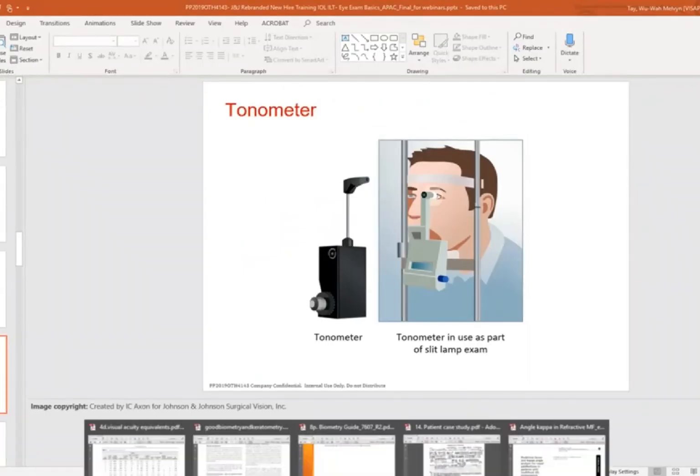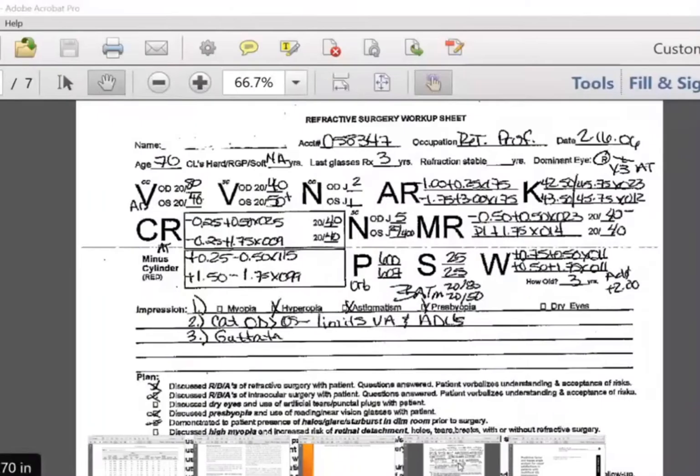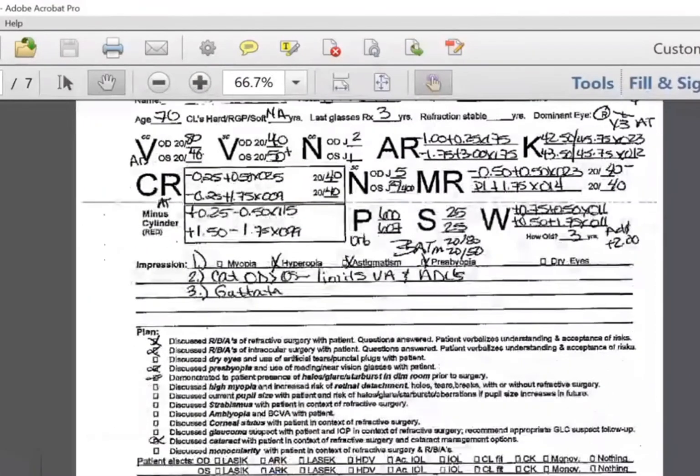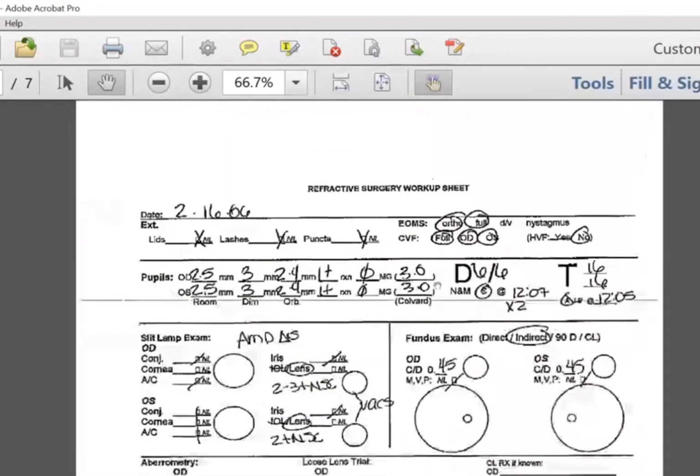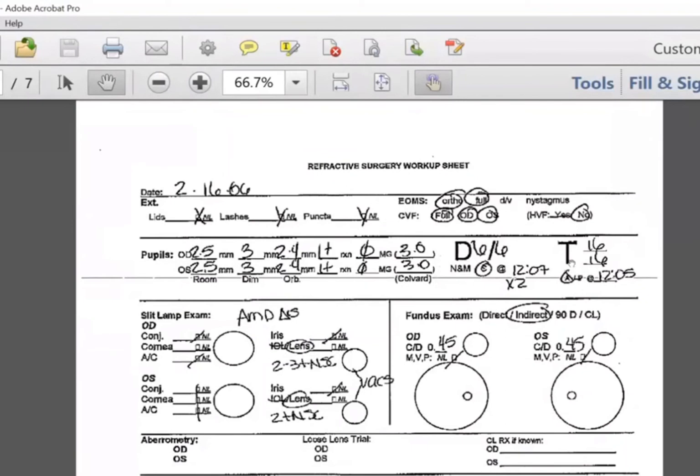So just to give you an idea of how it looks on the patient chart, right? The eye pressure indicated here, T, represents the tonometer reading, 16, which appears to be normal. Between 12 to 18 millimeters of mercury is what is considered to be a normal intraocular pressure.